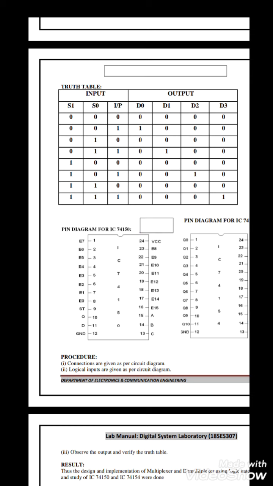Okay, so this IC 74150 is a 16x1 multiplexer IC. 16x1 means 16 input lines. From those 16 inputs we get only one output. So from those 16 inputs we want to direct only one output.